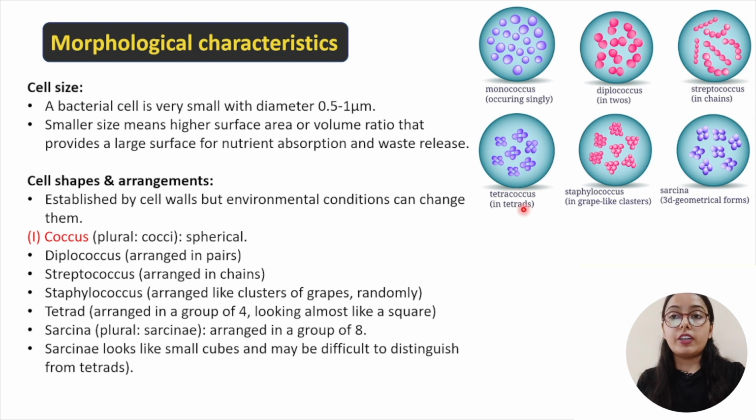Now, when the spherical cells are present in four numbers or form a square, such an arrangement is called tetracoccus or a tetrad. And when the spherical cells are present in the form of a grape-like cluster, such an arrangement is called staphylococcus. And when the spherical cells are present in eight numbers, such an arrangement is called sarcina. Now, there is a visual resemblance between a tetrad and a sarcina. However, technically sarcina is a 3D form of tetrad, and that's how we can differentiate between these two shapes.